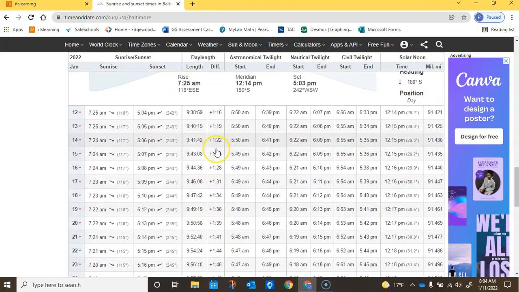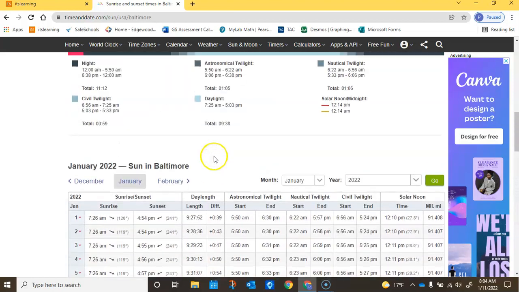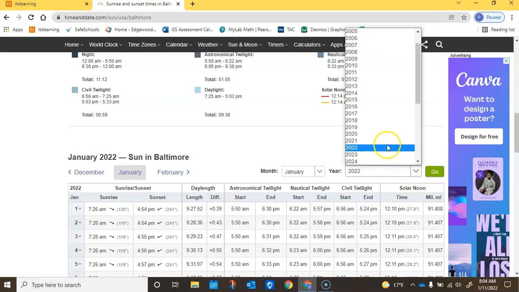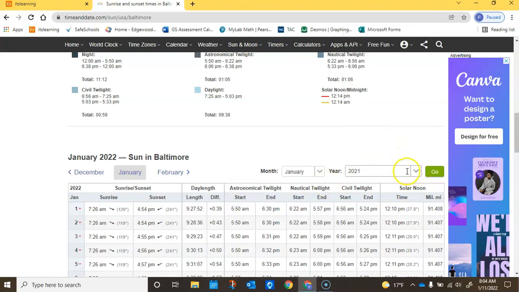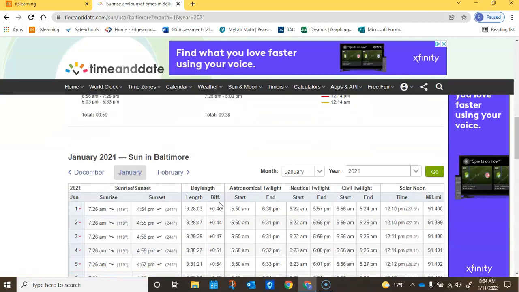Now, all of this is doing is telling you whether the day is getting longer or shorter. Now, this is for 2022. And you can use 2022 if you want. What they're doing is making predictions based on past history. If you want to do it for 2021, then all you do is click 2021. Okay? Boom. And what you should notice is there's not that much change.